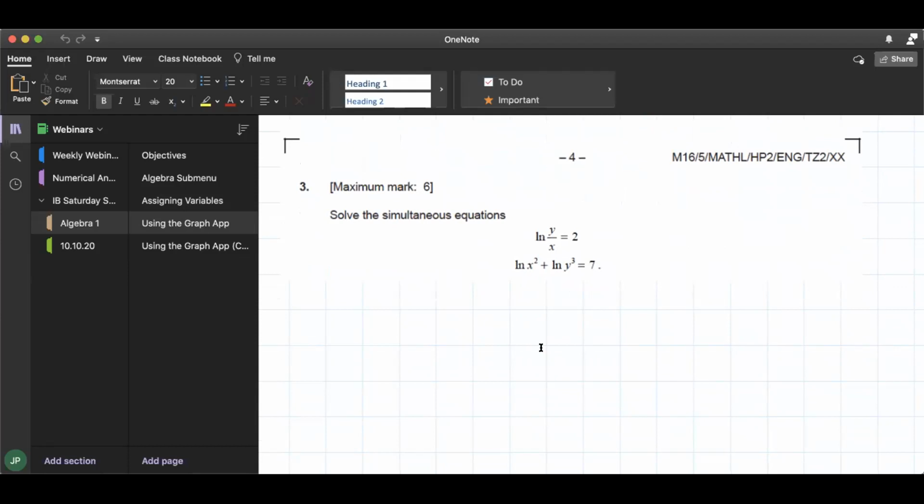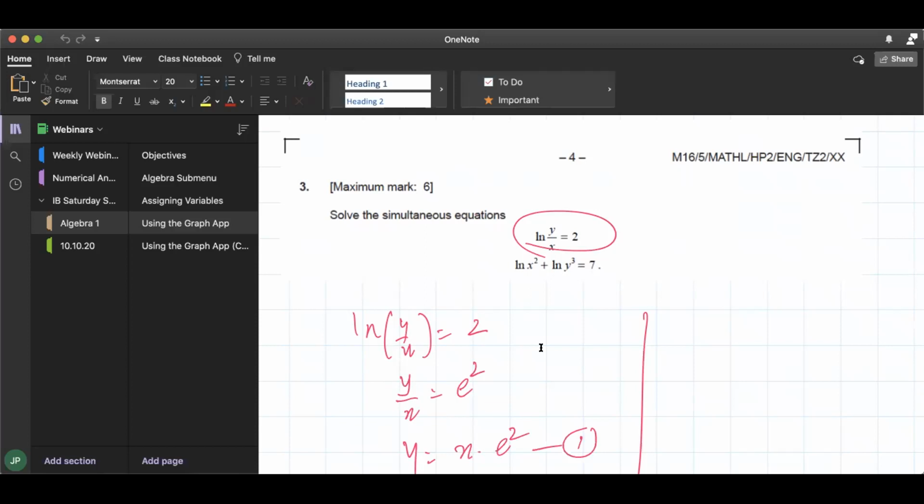So you can recall your rules and say, okay, that's ln of y over x is equal to 2, which is the same thing as saying y over x is equal to e to the power of 2, which is the same thing as saying y is equal to x times e squared. That's my equation 1. Second one, ln of x squared plus ln of y cubed is 7. So that means ln of x squared times y cubed is 7, which means x squared times y cubed is e to the power of 7, which then means y cubed is e to the 7 over x squared, or y is equal to the cube root of e to the power of 7 over x squared. That becomes my second equation.